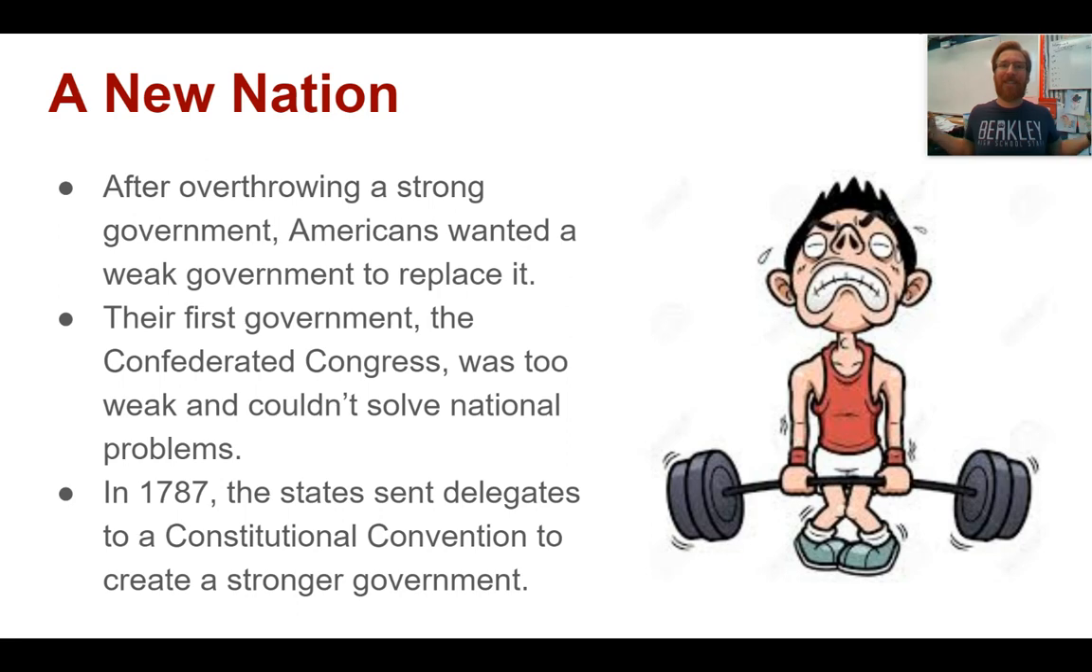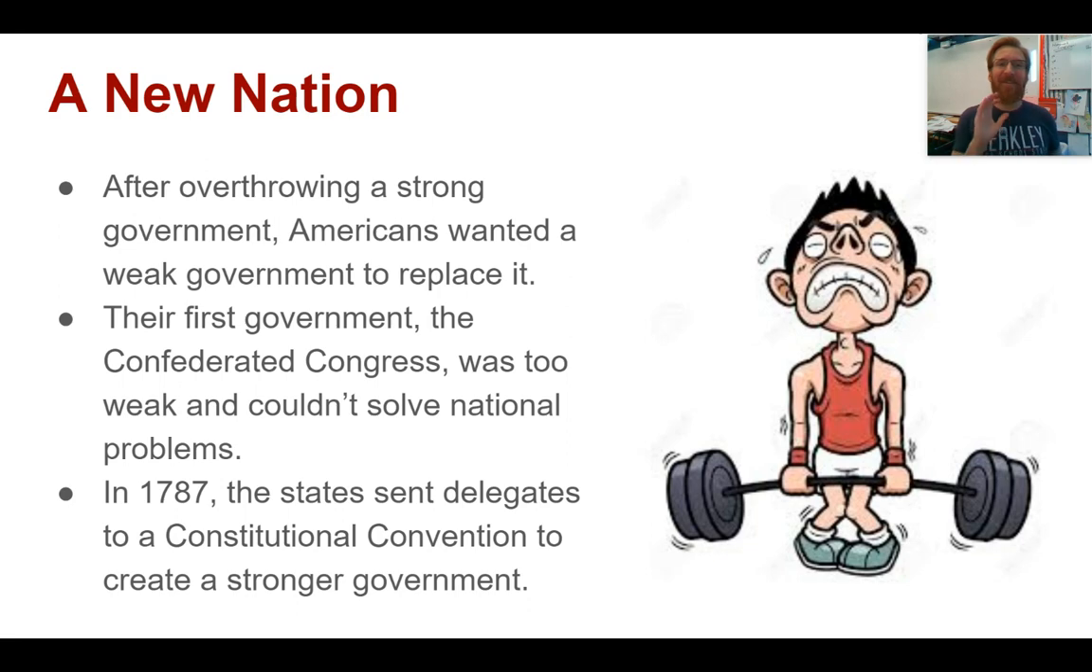So we have a new nation. Yay! Now we got to govern. That's hard. Because Americans had founded this nation on the principle that we should take care of ourselves, that we don't need a strong government to dictate. They might do things that we don't like, tax us. So we wanted a really, really weak government, and that's what we got. And we learned that it didn't work.